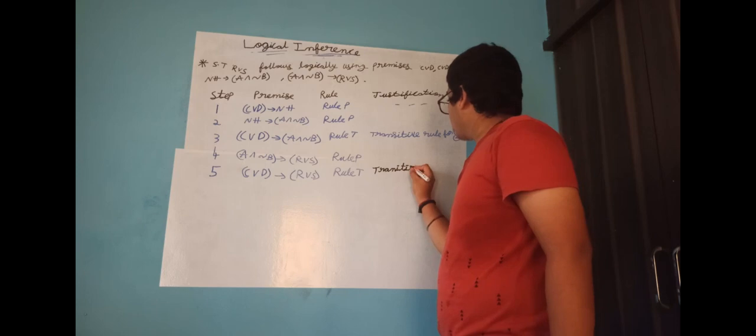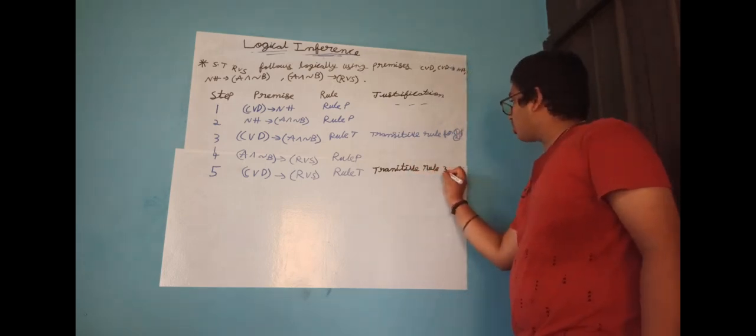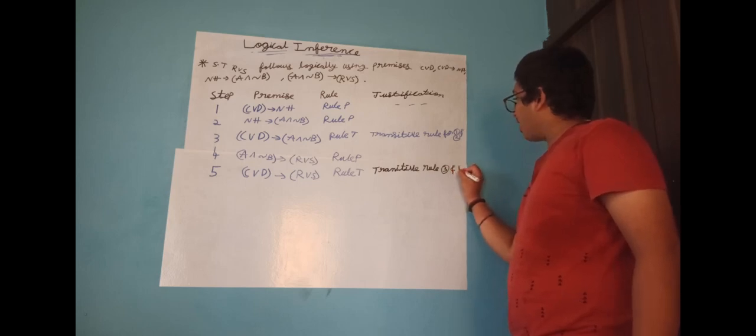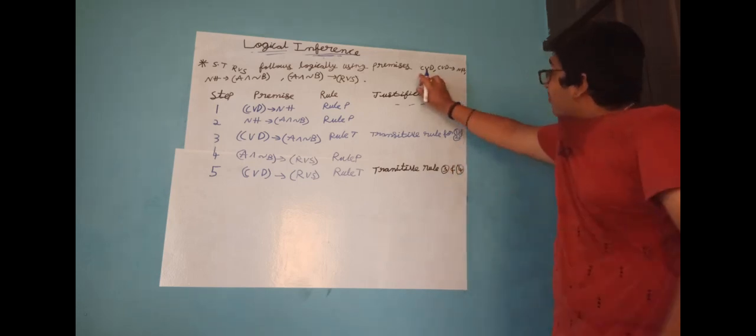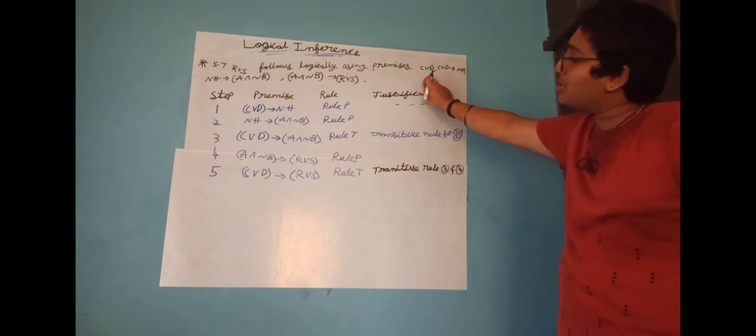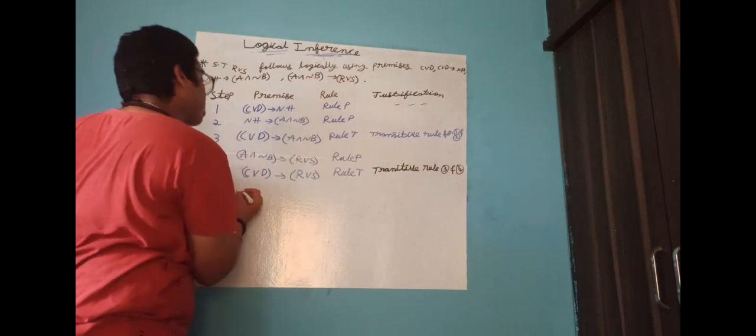Transitive rule for what steps? Step 3 and 4. Yeah. Now only one premise is left over, so introduce that one also. Step 6. Introducing C or D.